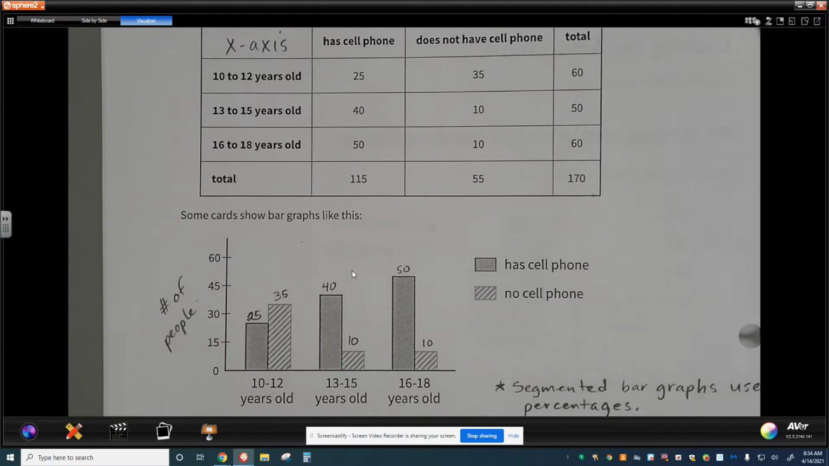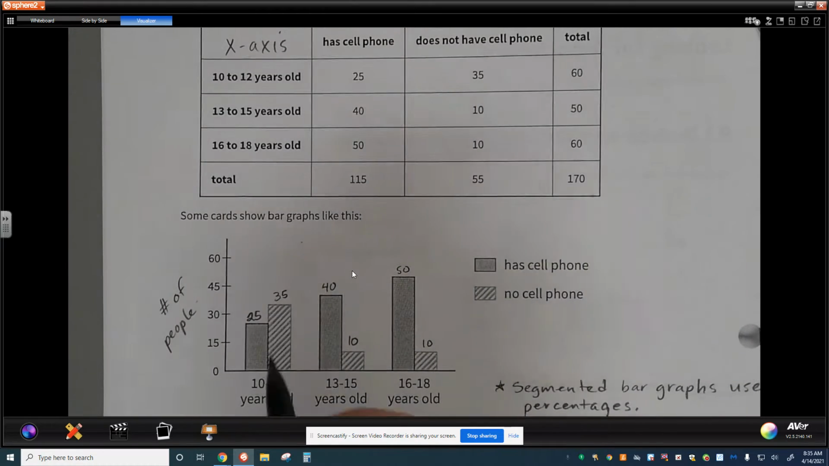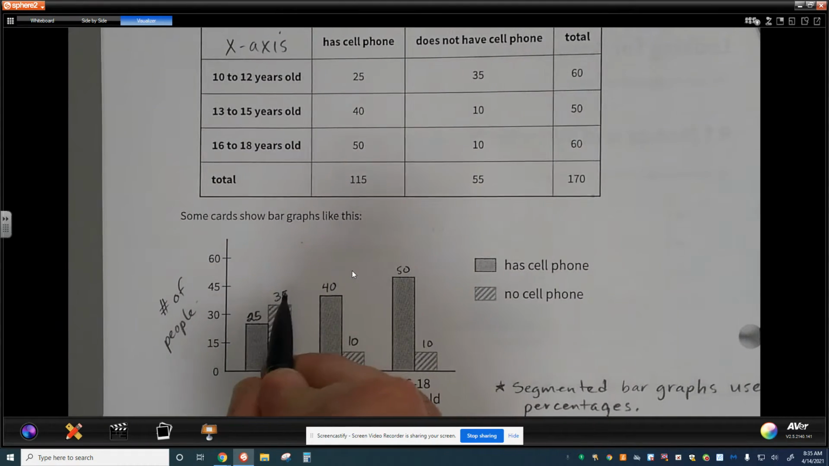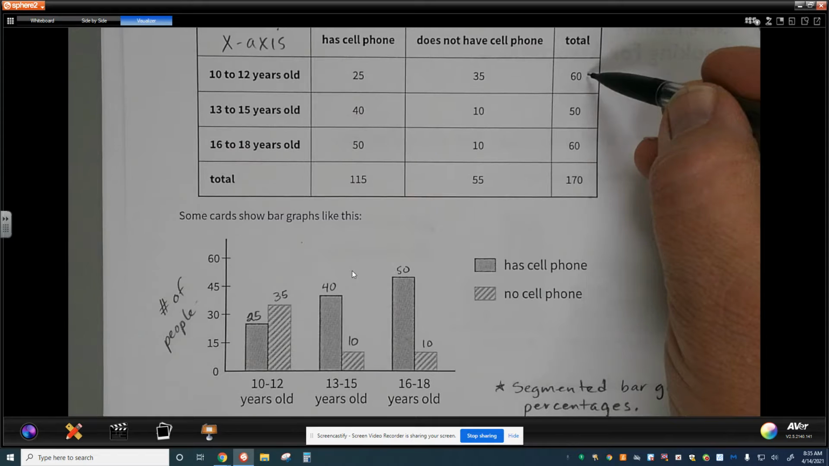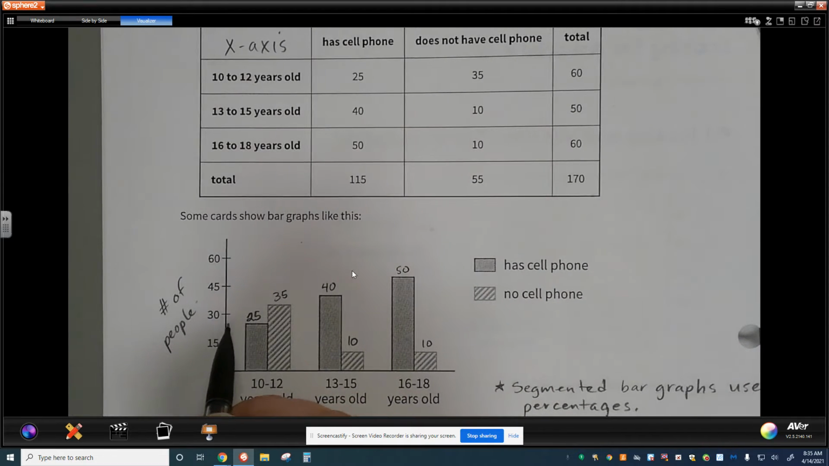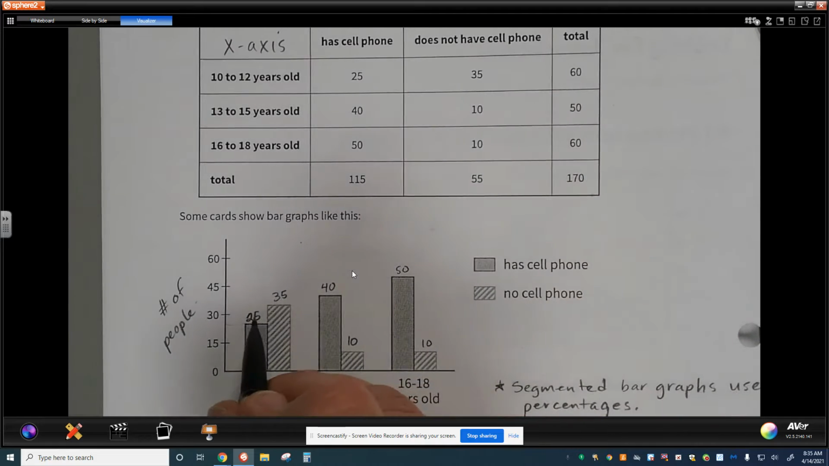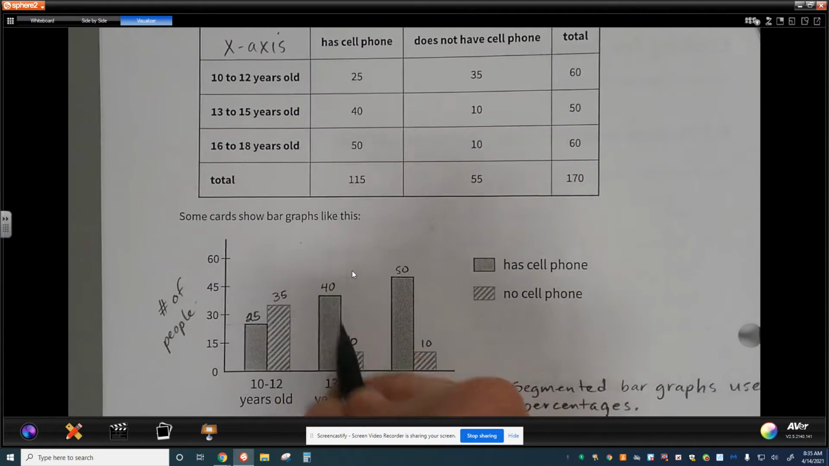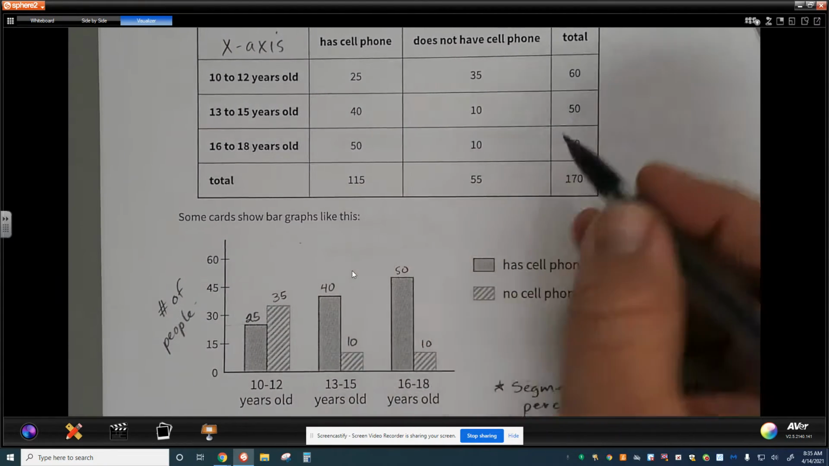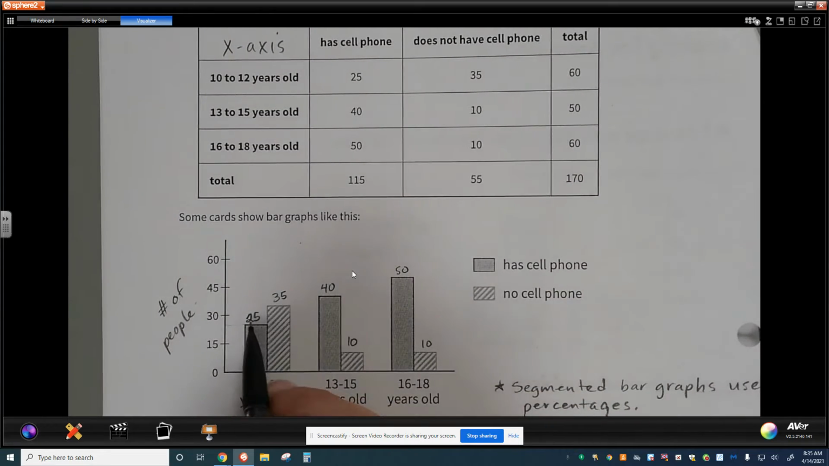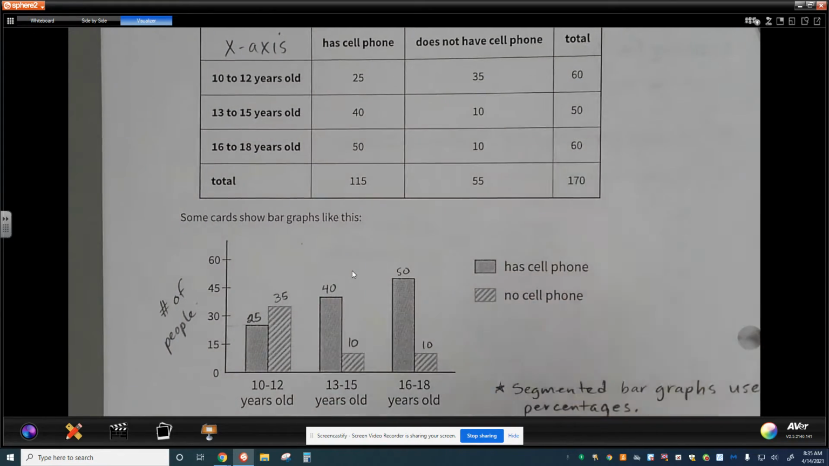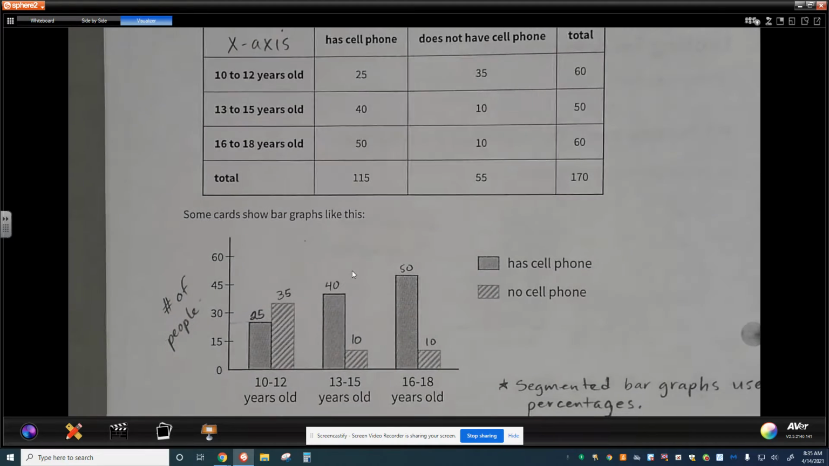They can show just some plain information. And what we can recognize with this is when we add these two values together, they would correspond with the total value here, as well as tell us where on the y-axis we're actually measuring these values. So 25 and 35 is 60, 40 and 10 is 50, 50 and 10 is 60, just as we see up above. If we added all 6 of these numbers together, we would get 170.